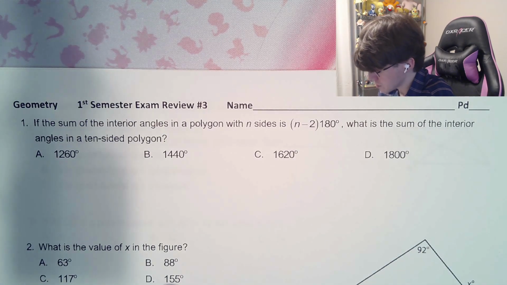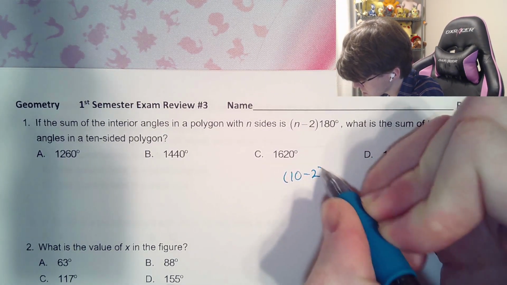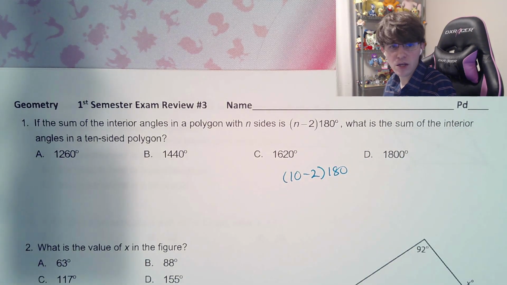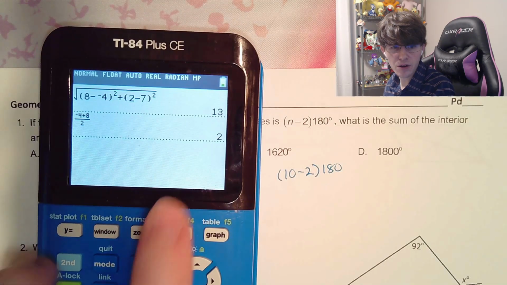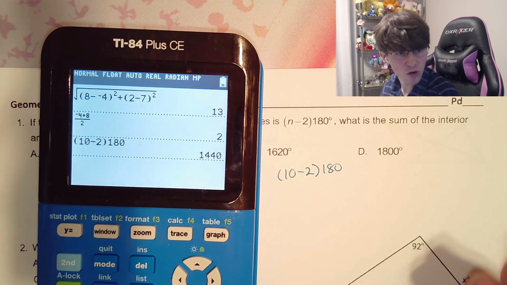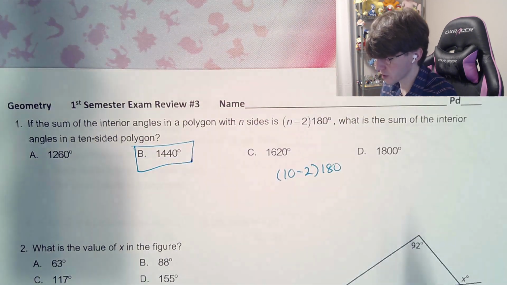All we have to do is throw in a 10 into our formula. So we're going to have 10 minus 2 multiplied by 180. And by the way, we can type this into our calculator exactly as it appears with the parentheses and all. 10 minus 2, 180. Boom, tells us it's 1440. Easy question for sure.